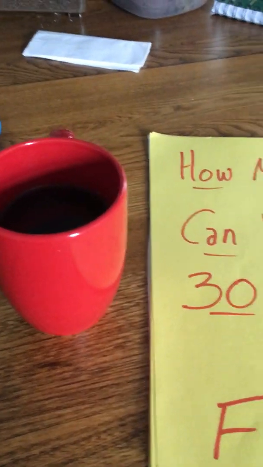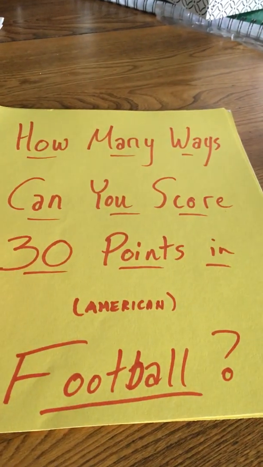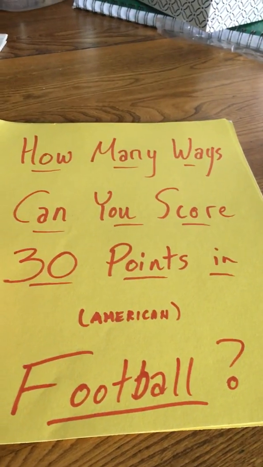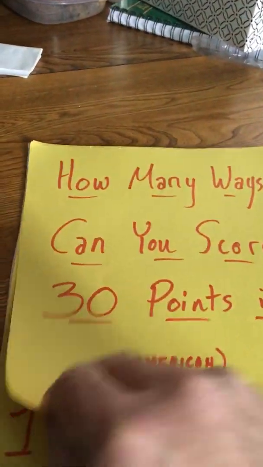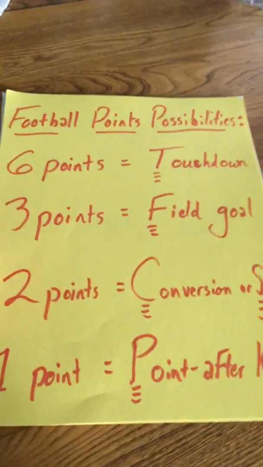Hello, fifth graders. Today we're talking about the week 4 challenge that asks you to express in algebra equations how many ways can you score 30 points in American football. First thing you need to know, how many points possibilities are there?